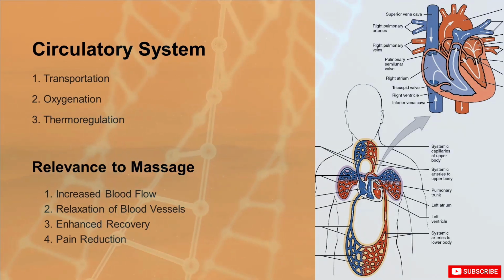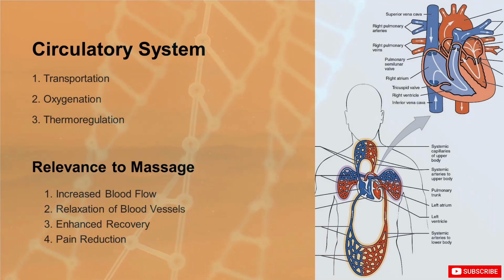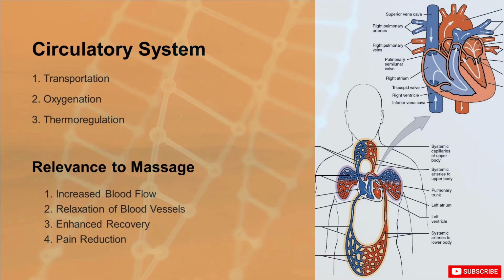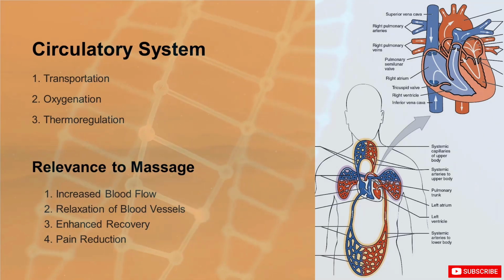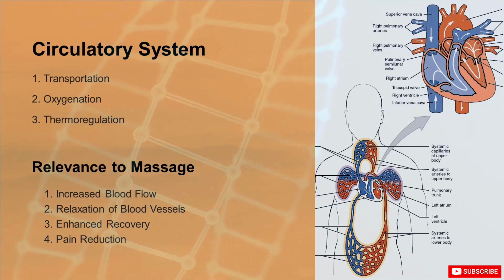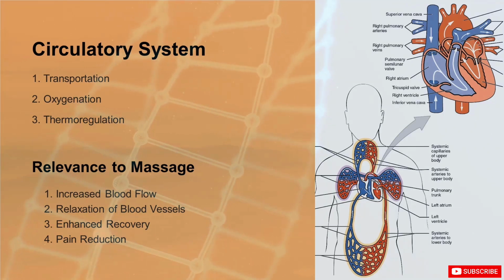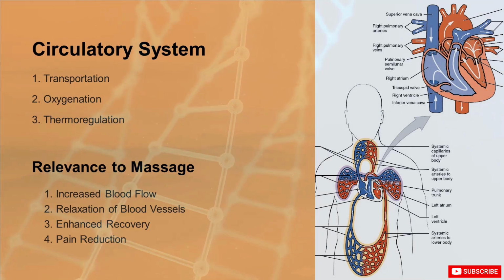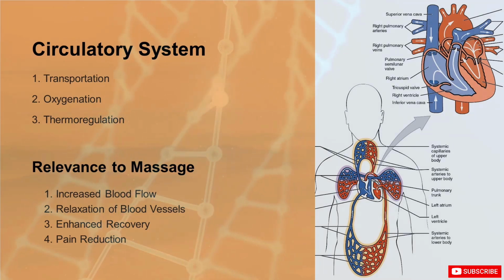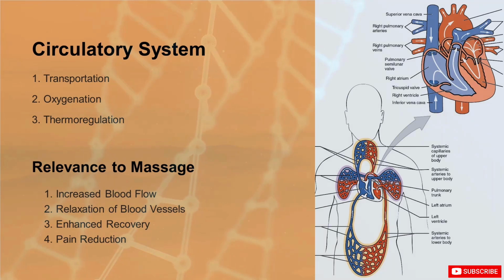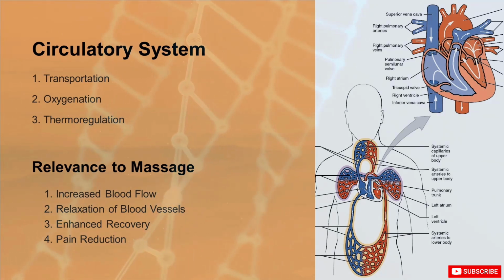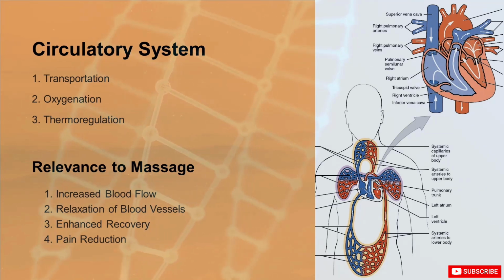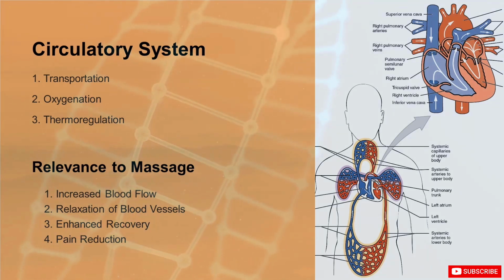Transportation. The heart pumps oxygen-rich blood to all parts of the body, delivering nutrients and removing waste products. 2. Oxygenation. Blood carries oxygen from the lungs to the body's tissues, supporting cellular respiration and energy production. 3. Thermoregulation. Blood helps regulate body temperature by transferring heat away from or towards the body's core. Relevance to massage. During massage therapy, several circulatory effects occur.